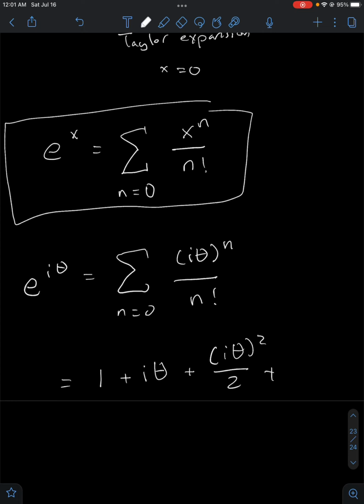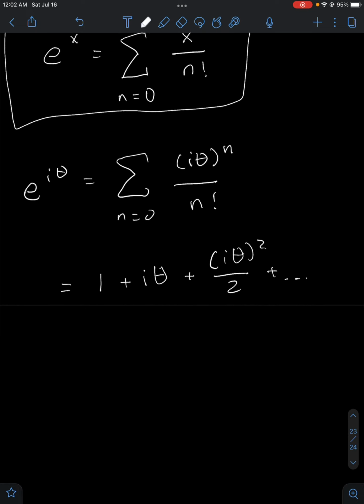and so on. Let's fix that plus. There we go. So here is our Taylor expansion of e to the i theta about x equals 0, or theta equals 0 for our case.